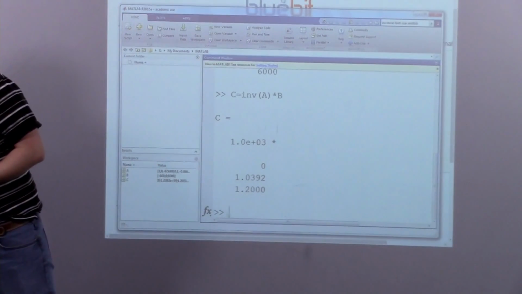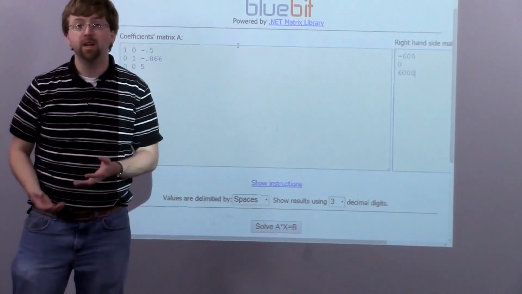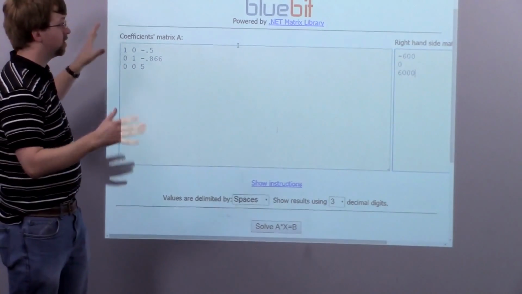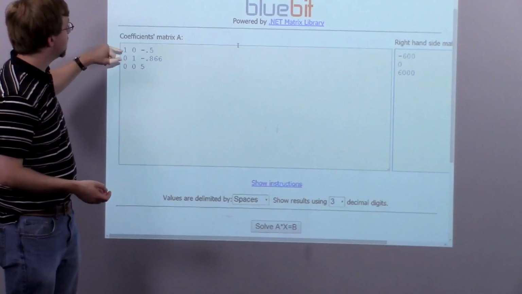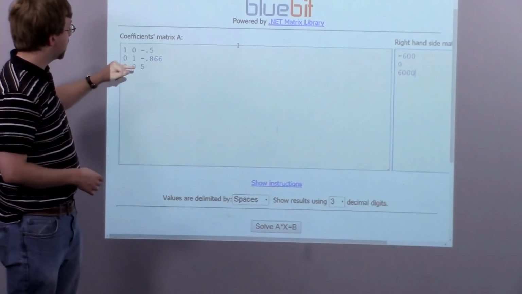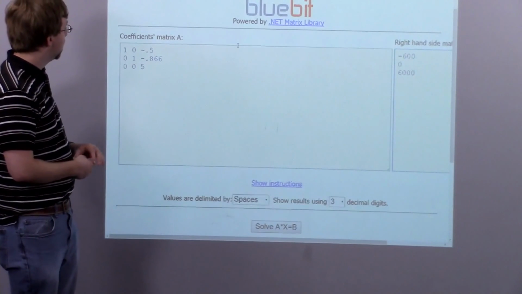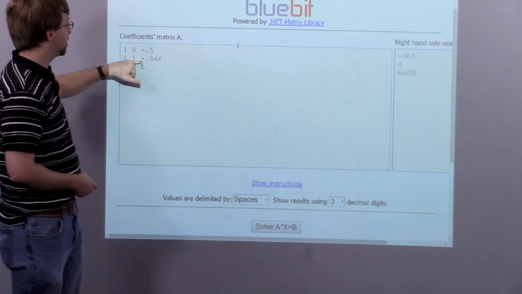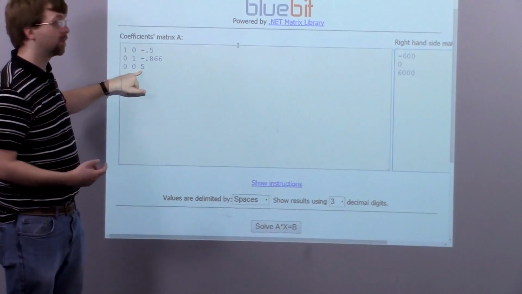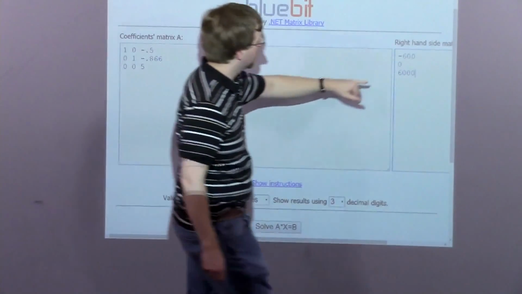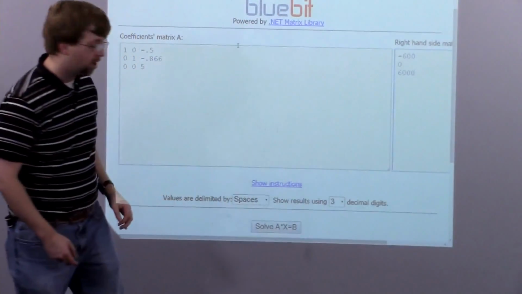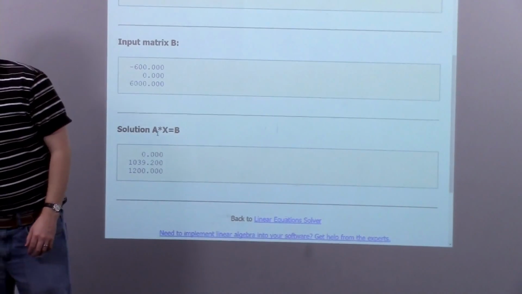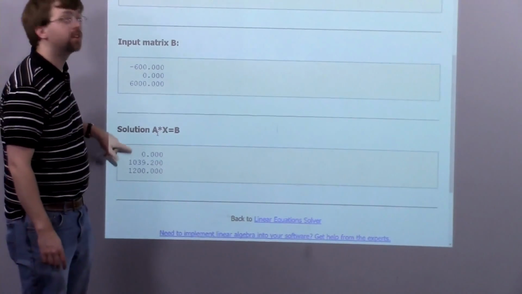I can also use the Bluebit matrix equation solver, and I've already got the same thing set up. Here there's no commas, there's no complicated pieces. The one disadvantage in this tool is that I need to solve out all those sines and cosines beforehand. And so this is negative cosine 30, negative sine 30, negative cosine 30, and then 5 times the sine of 30 here. I've got the B matrix over here. All I need to do is hit solve, and you can see the solution down here. I've got the same answers that I was getting in MATLAB.